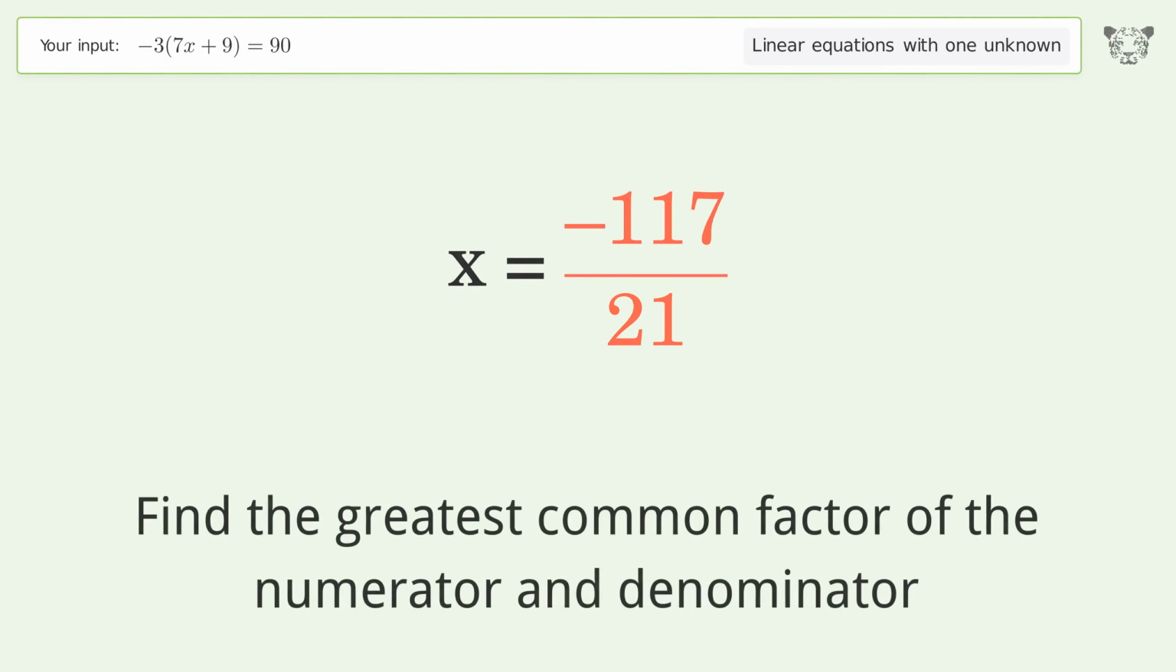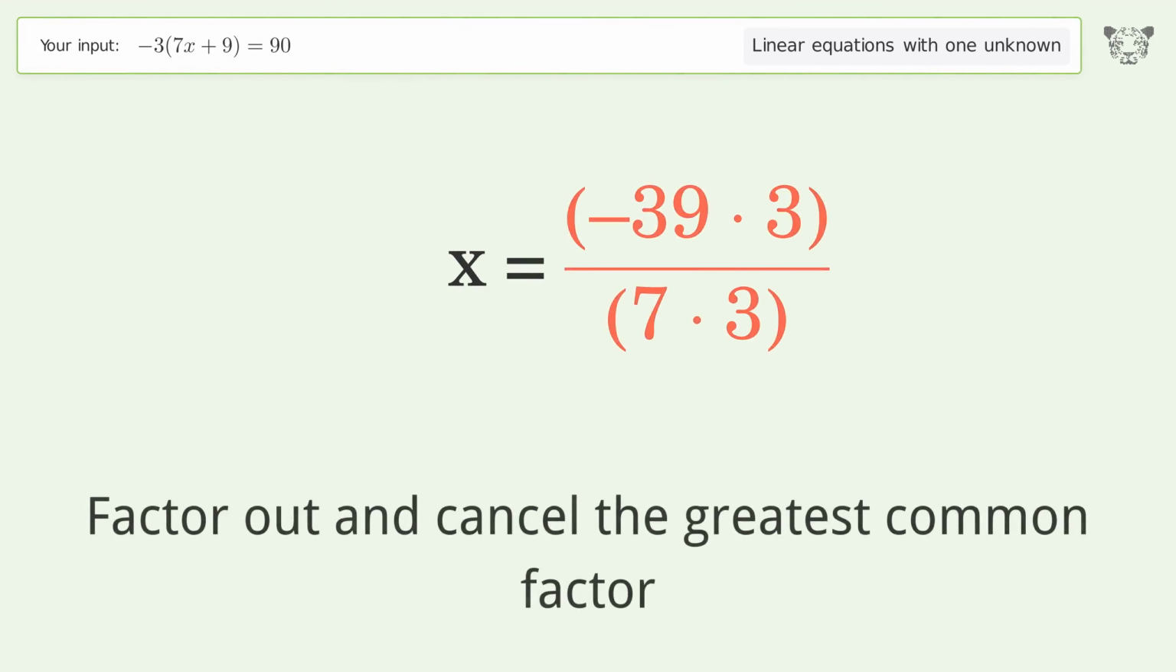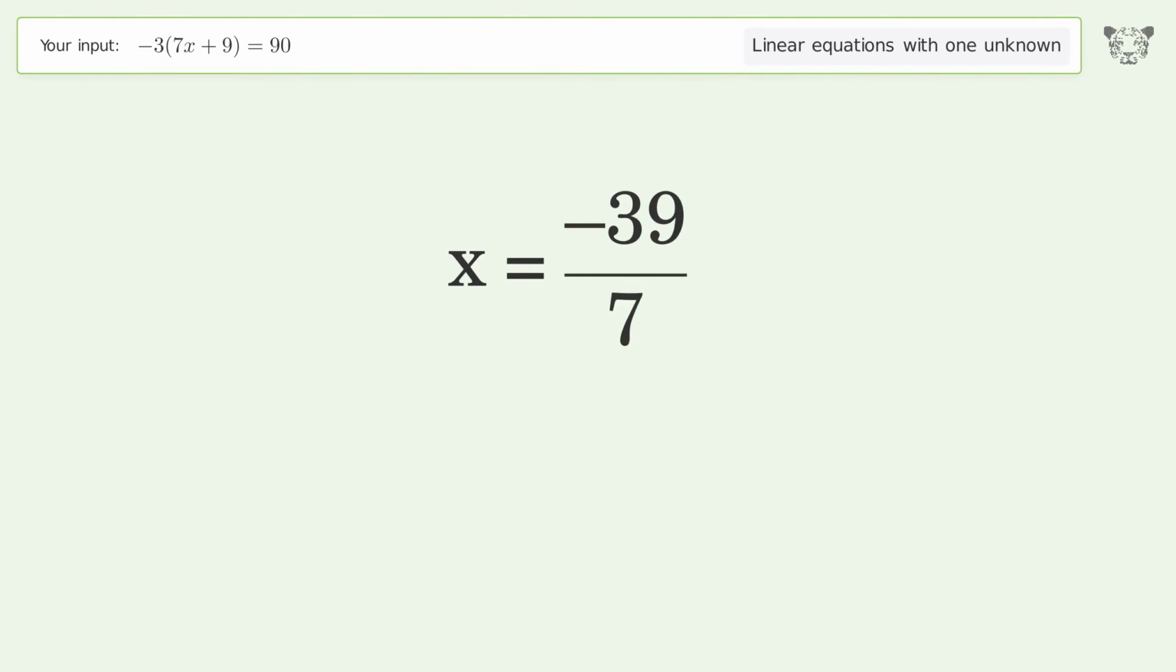Find the greatest common factor of the numerator and denominator. Factor out and cancel the greatest common factor. And so the final result is x equals -39/7.